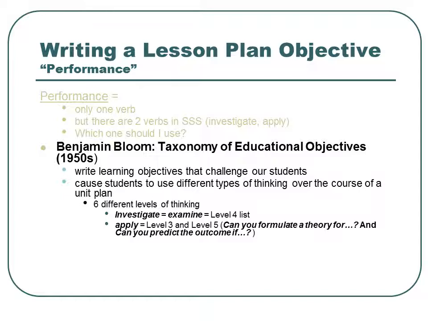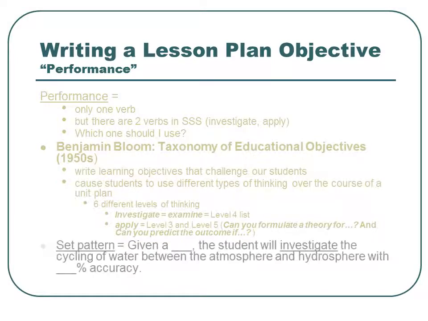My guess is that in 6th grade students would have sufficient background knowledge, so I want to investigate first and apply at Bloom's level 5 second. With that decision made, I know that the verb I will focus on in my learning objective will be investigate, not apply. And we need to plug that right there into our set pattern. So now we have: given a blank, the student will investigate the cycling of water between the atmosphere and hydrosphere with blank % accuracy.